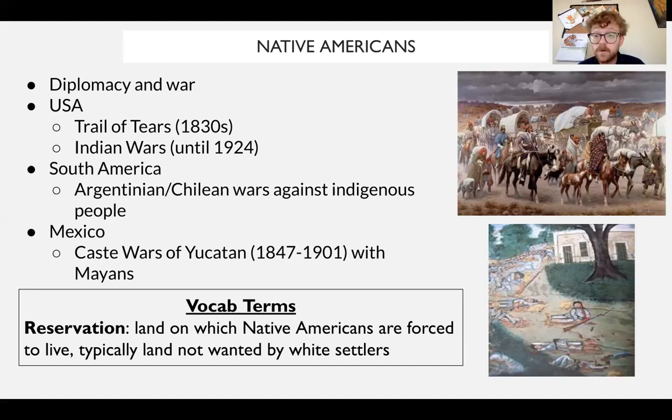But the Mayans are going to resist this. Especially in the area of Yucatan, so the peninsula area in Mexico, we're going to see a series of wars known as the Caste Wars. And this is a rebellion of Mayans against attempts to seize their land. The Mayans want to rule the Yucatan for themselves. They want their own country free of Mexican control. And it's going to be a very bloody and a very long process.